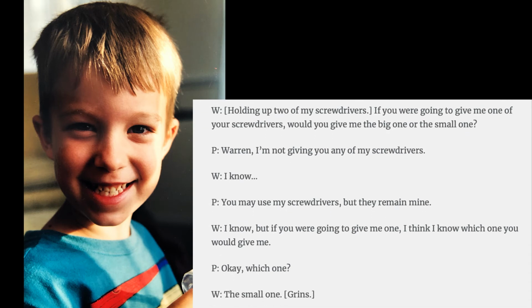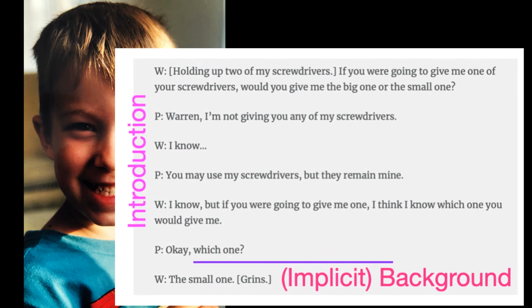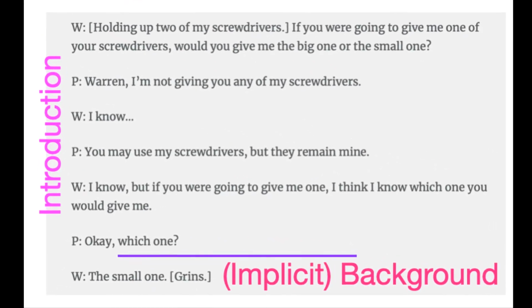Yeah, okay, which one, Warren? The small one, he says and grins. Well, a week later, it was his screwdriver. Now, it was an implicit background, admittedly. He didn't have to say, he just used 3 words.